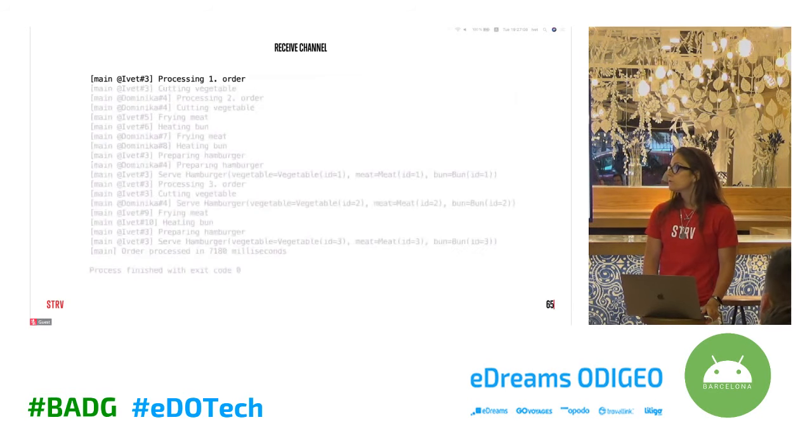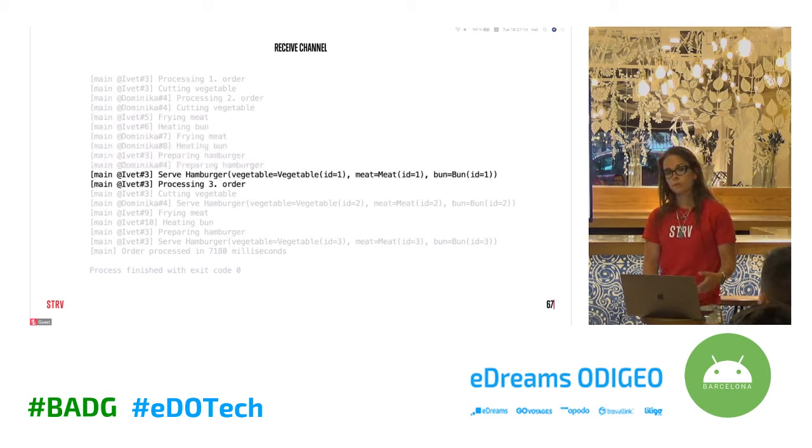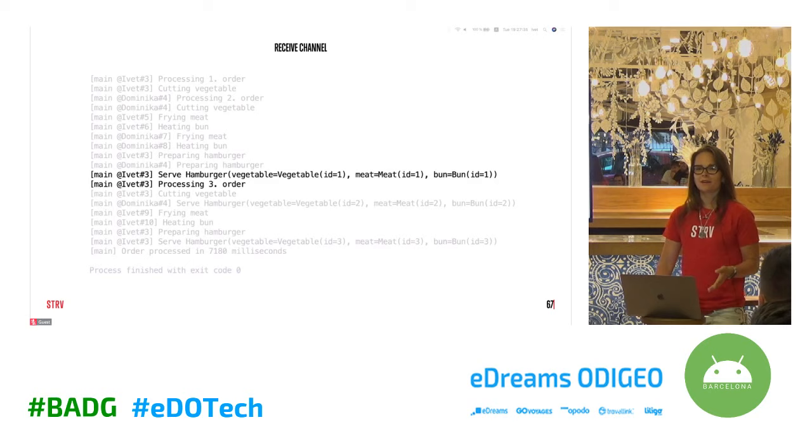So the first order was taken by me, the second one by Dominika, and when I finished the first order, I took the third order. Work was divided equally. First order was taken by me, then Dominika, me, and the next one will be taken by Dominika. Yeah, because first one by me, Dominika, me, and then Dominika. And if we assume that making a hamburger would still take the same amount of time, each cook would make the same amount of hamburgers because of the fairness of channels.